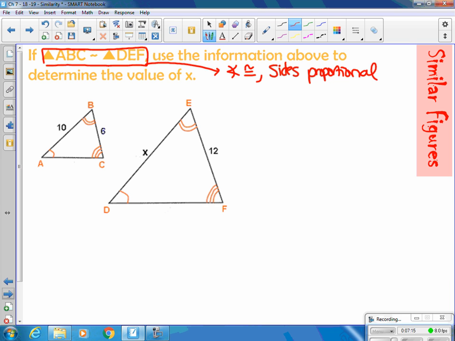And again, they gave me the letters. They also gave me pictures. It looks like A and D are in the same spot, B and E are in the same spot, C and F are in the same spot. So they didn't try to trick me here with a picture. So that's good. Use the information below to determine the value of X.